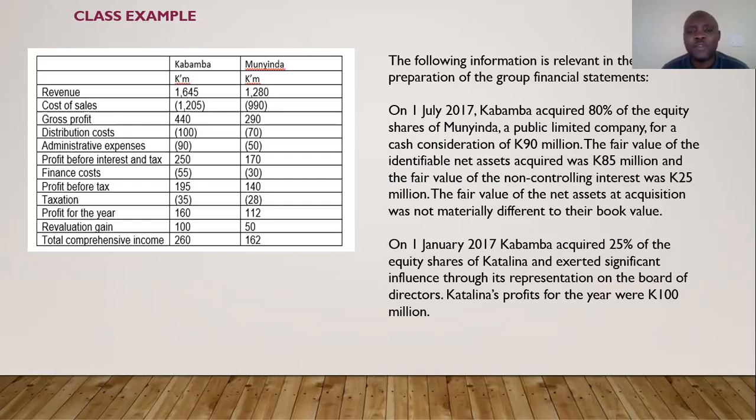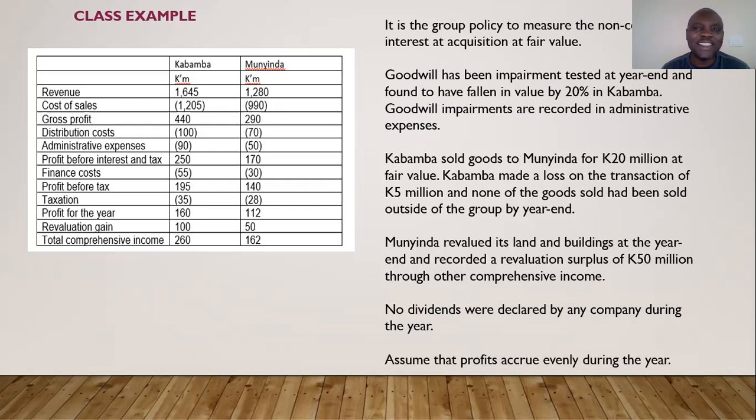On 1st January 2017, Kawamba acquired 25% of the equity shares of Catalina, which now they call an associate, and exerted significant influence through its representation on the board of directors. Not significant control, but significant influence, meaning that it is an associate. Catalina's profits for the year were 100 million kwacha. It is the group policy to measure the non-controlling interest at acquisition at fair value.